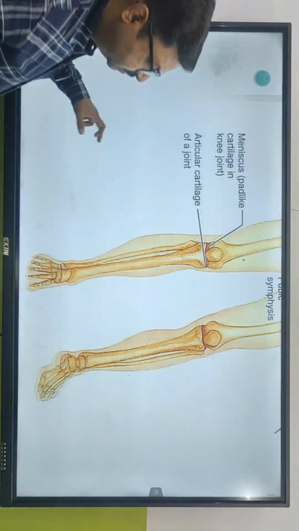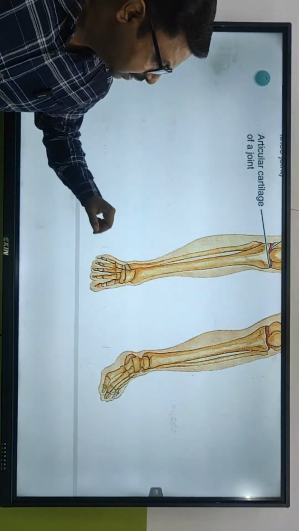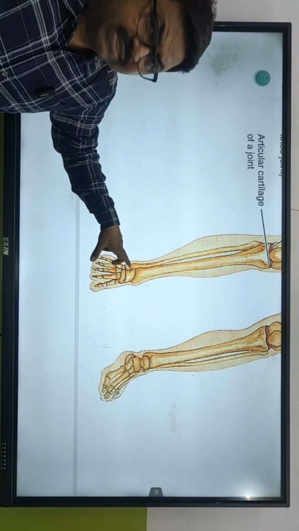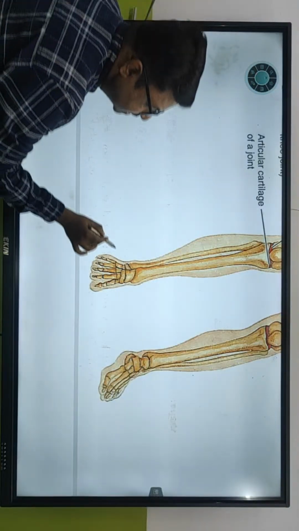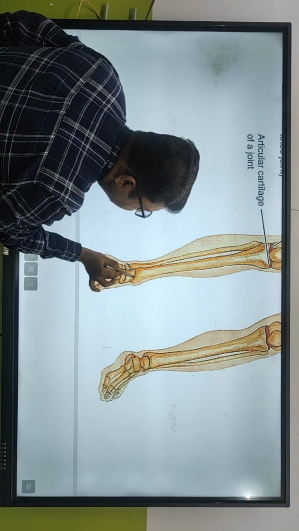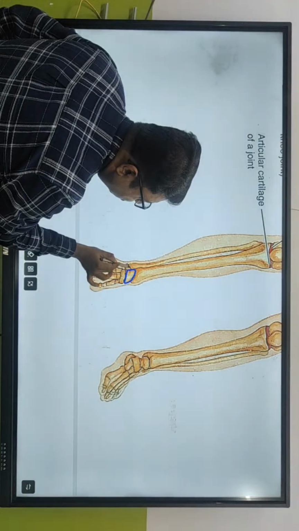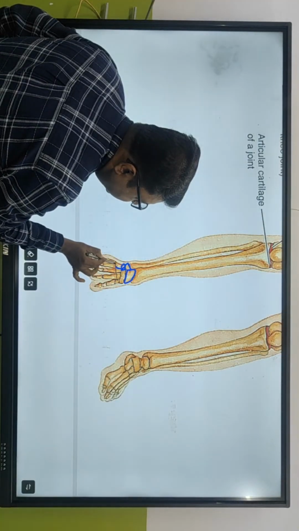Okay. Now, come over here. What is present at the place where the tibia and fibula end? There are 7 bones called tarsals, and even these 7 bones have cartilage in between them.